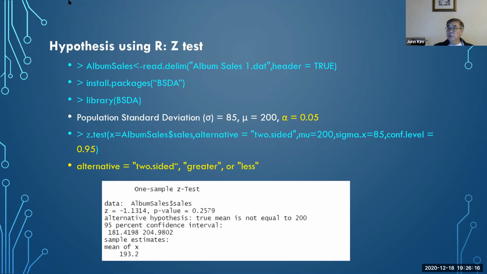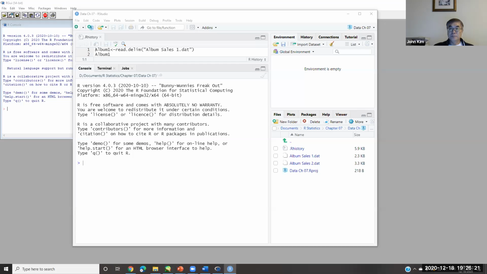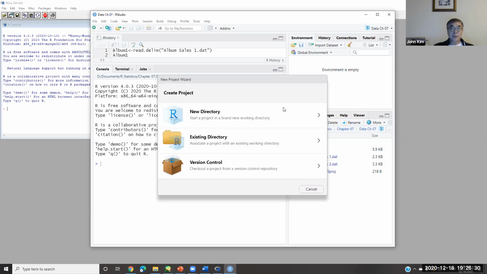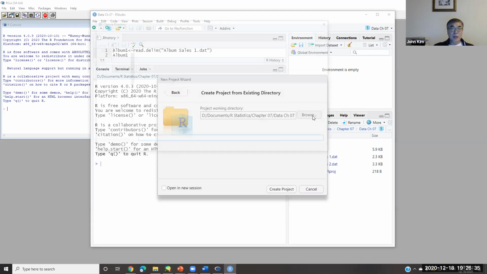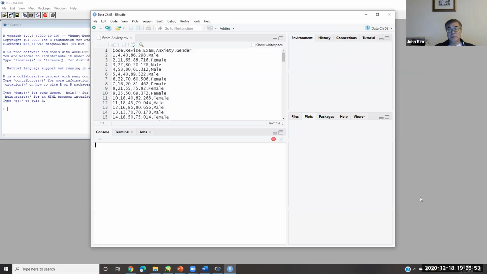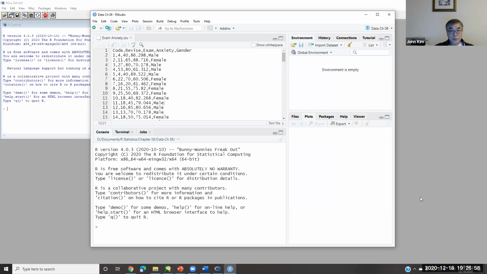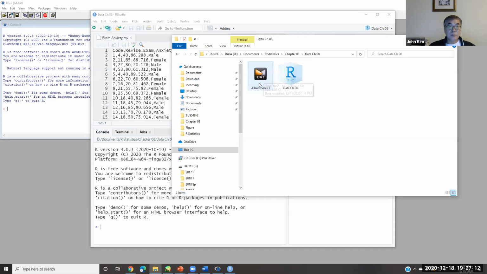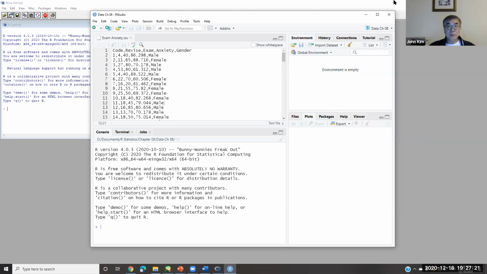Okay, I will share. Here I will make today's project again. We did this again and again, so I think you know how to do it. Open wherever the data is, and then create project. Let's see, why is it not in there? This one should be album sales one. Do it again.